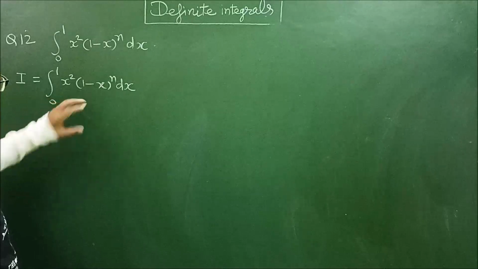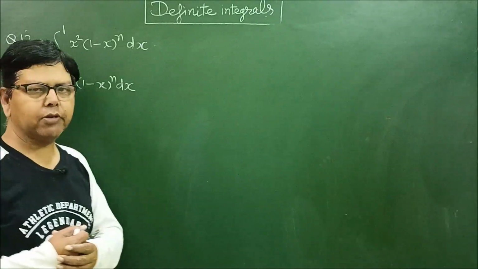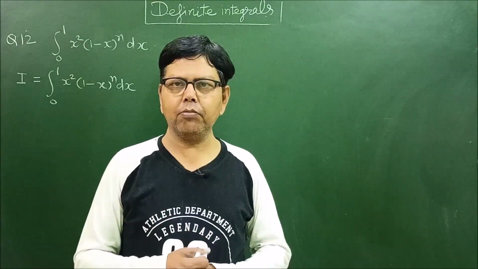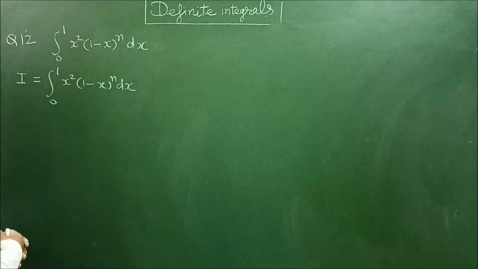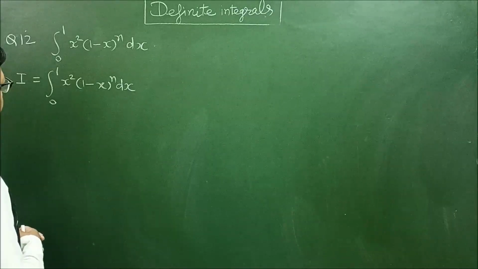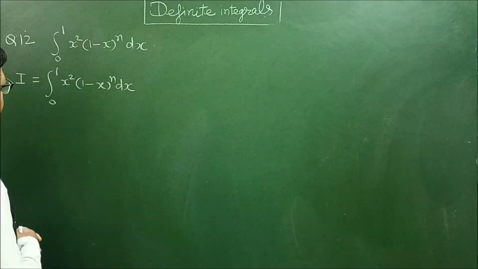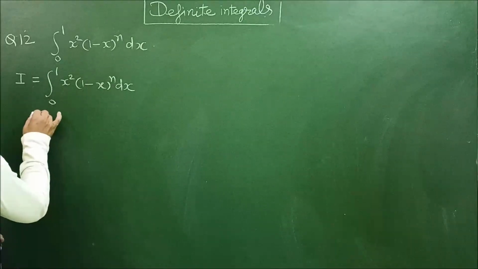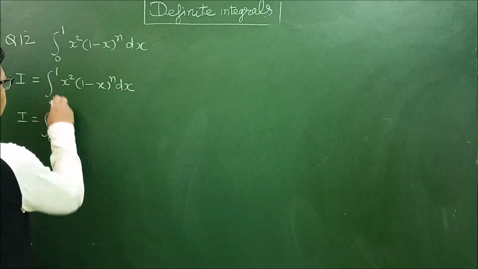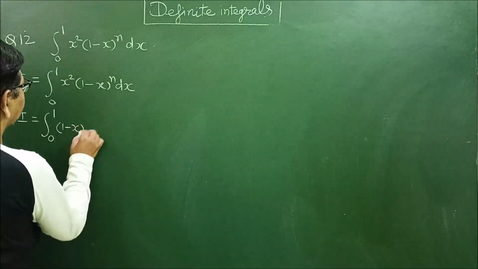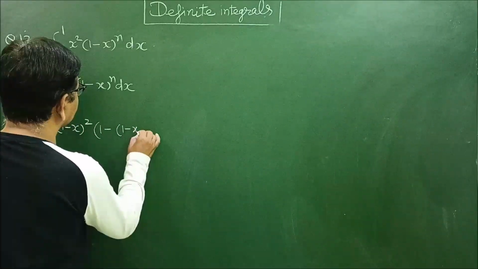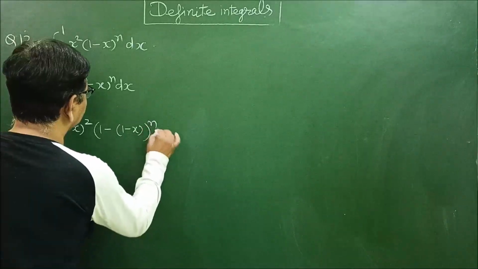So if we cannot integrate it easily, we will have to expand 1 minus x raised to the power n, then find the integral, and this will be a complicated process. But if we use the property of definite integral, 0 to a f of a minus x, then this integral can be converted into a very simple form. So this I will be equal to I, 0 to 1, and replacing x by 1 minus x here, so 1 minus x whole squared and 1 minus x whole power n dx.